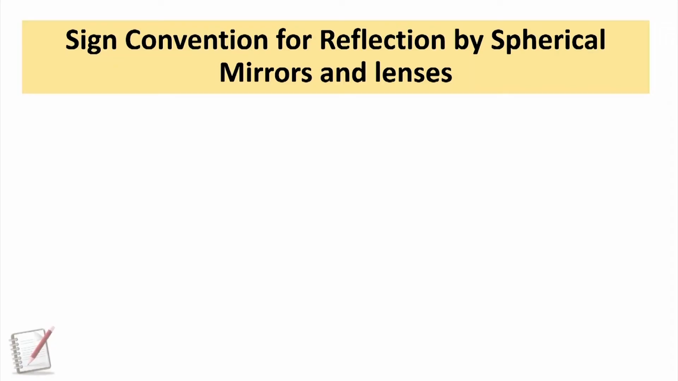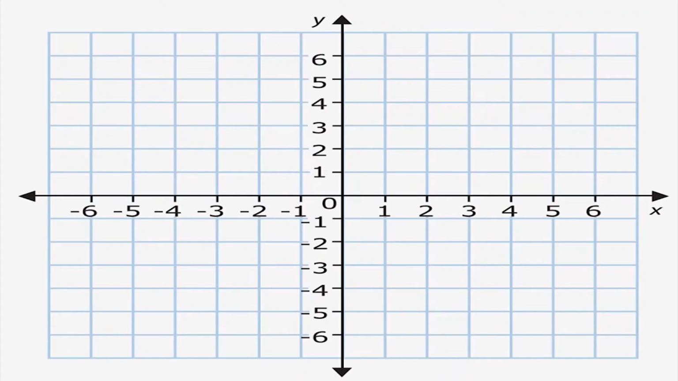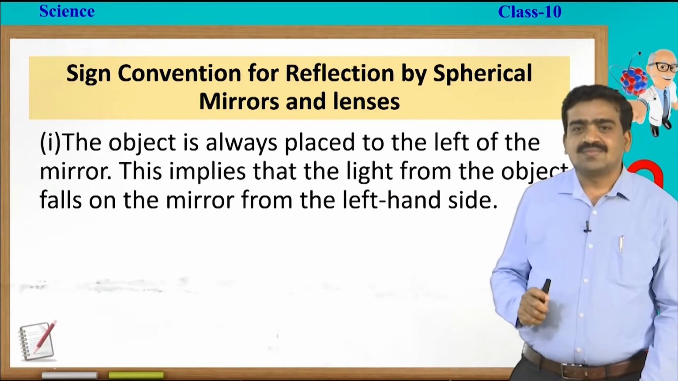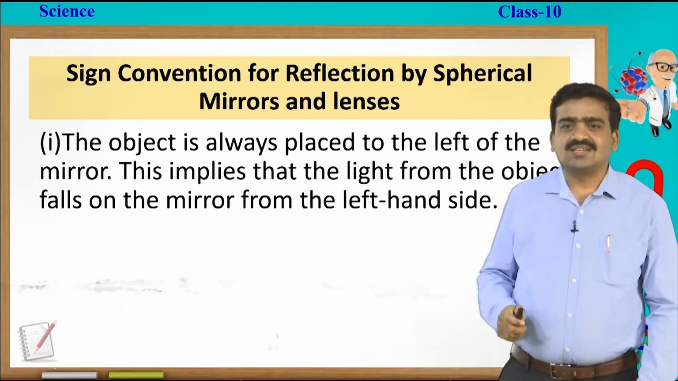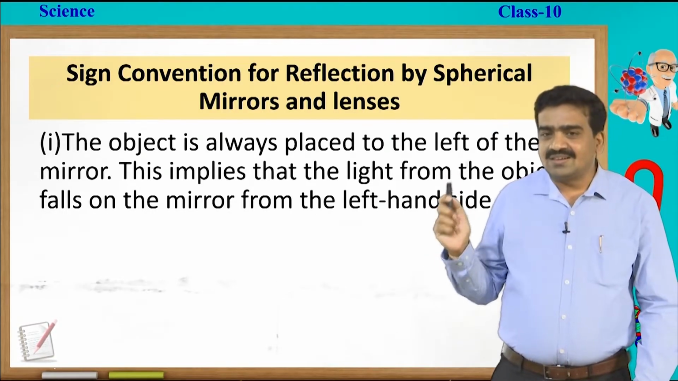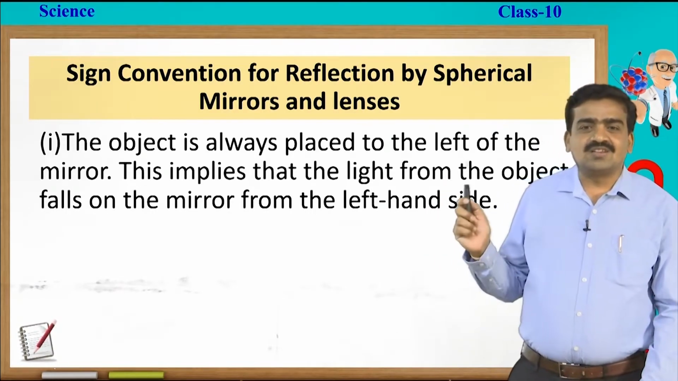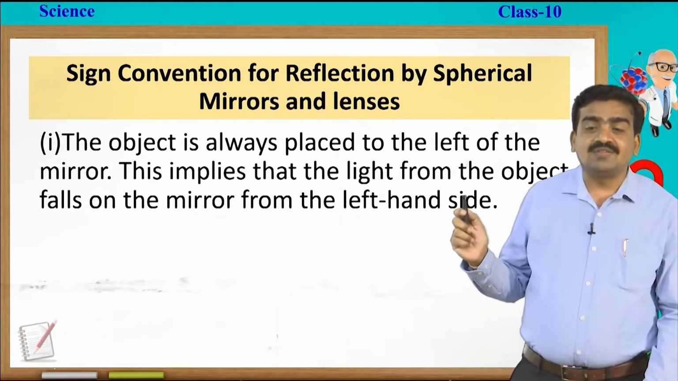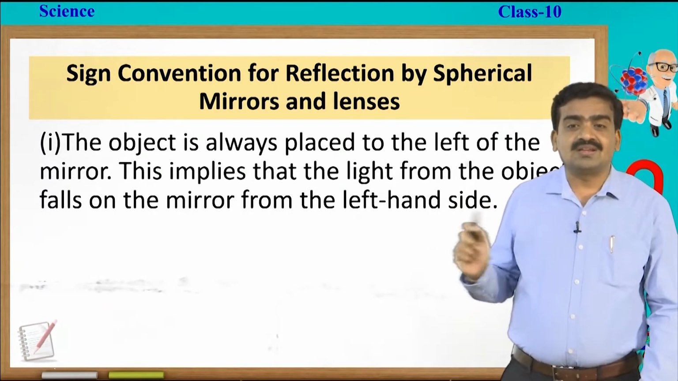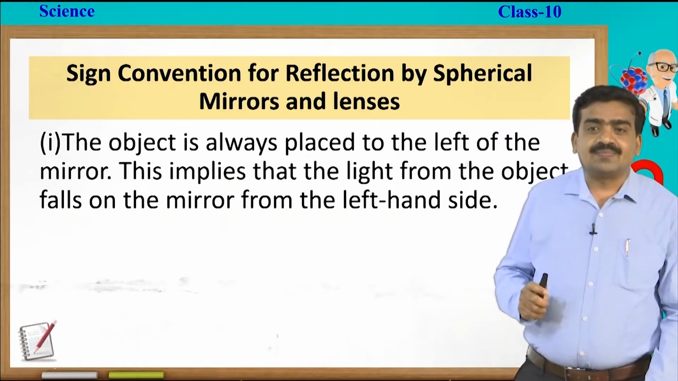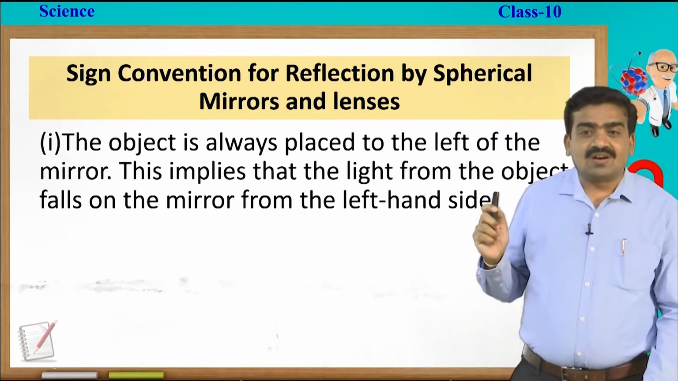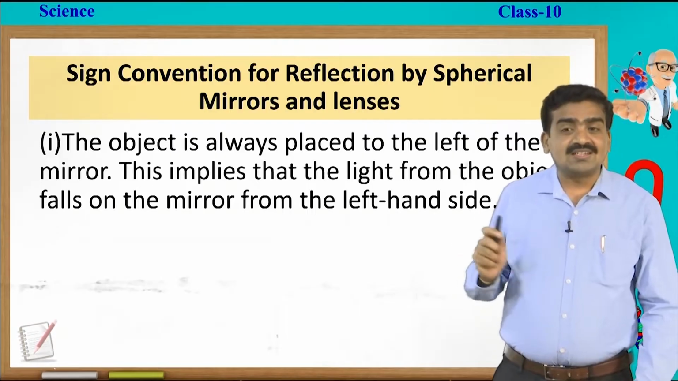And there is a sign convention for reflection by spherical mirrors and lenses, and we have to remember the coordinate plane to take the positive as well as negative value for the data given in the question. So, we have to follow all these things before writing the data. The first important thing is the object is always placed to the left of the mirror. This implies that the light from the object falls on the mirror from the left hand side.